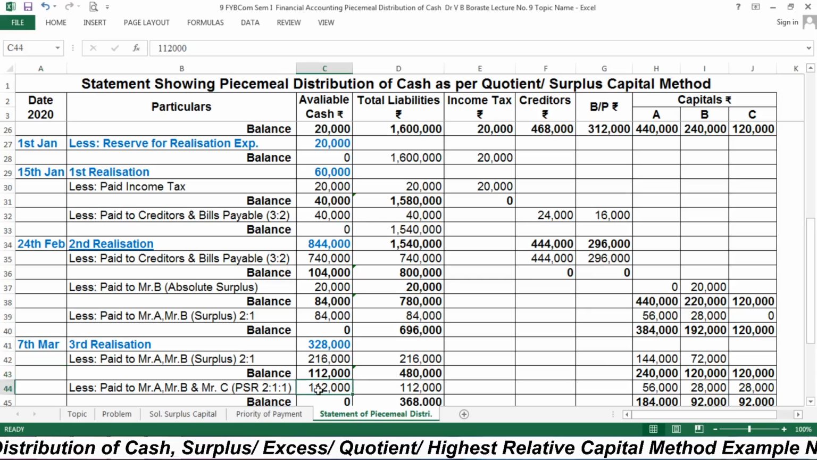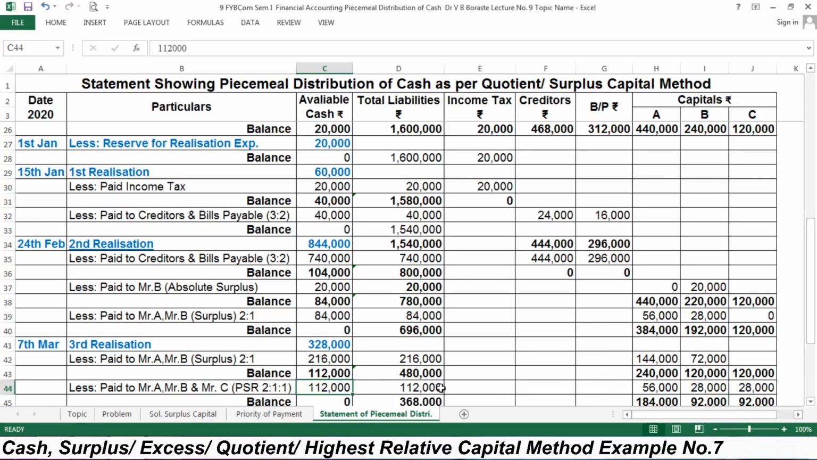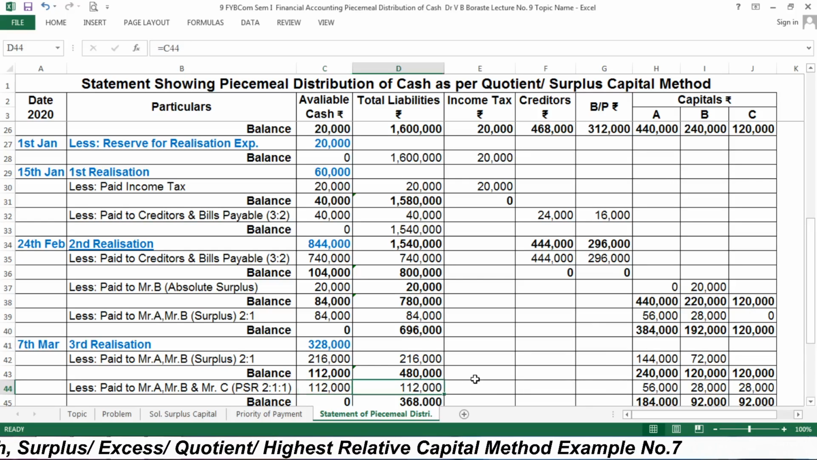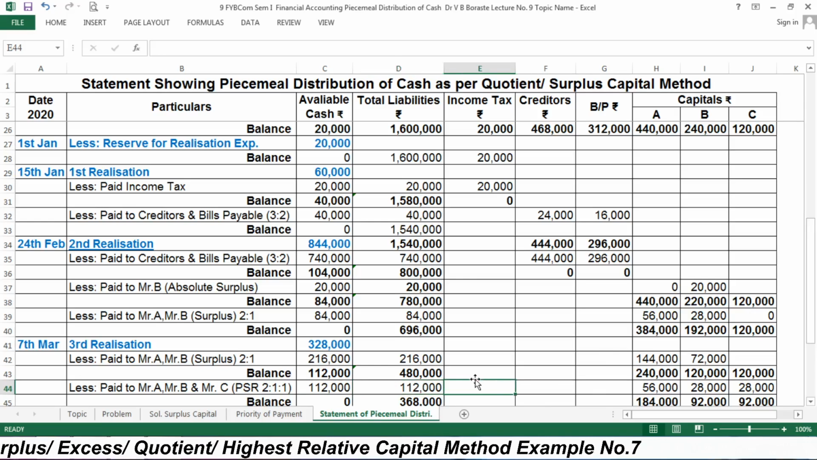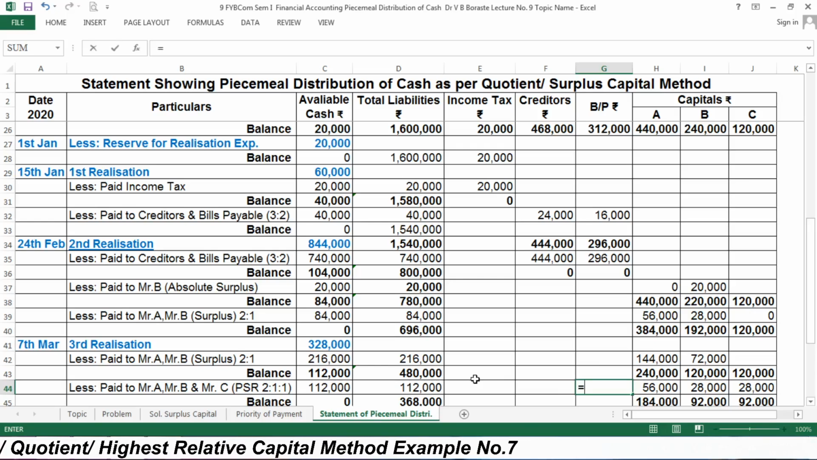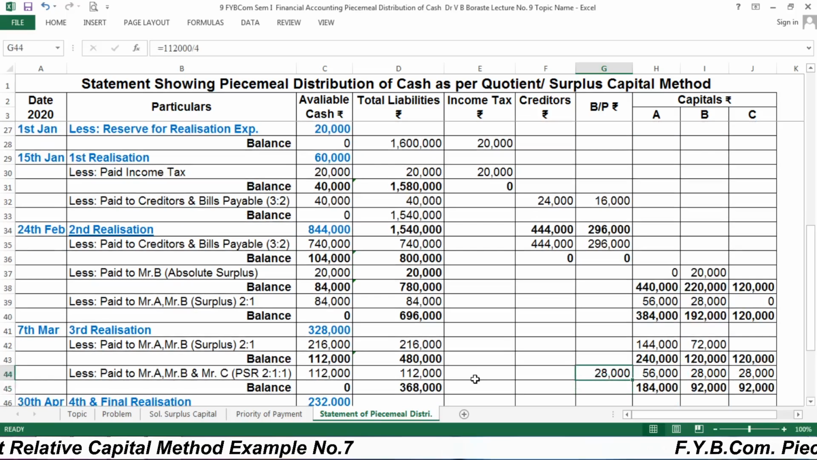So total cash we are going to distribute among all partners in the profit sharing ratio. So total cash will be reduced by 1,12,000. Total liability will be reduced by the same amount, and Mr. A will get 2 share, Mr. B will get 1 share, and Mr. C will get 1 share. So we have 1,12,000 divided by 2 plus 1 plus 1, that is 4. That means 1 share becomes 28,000.